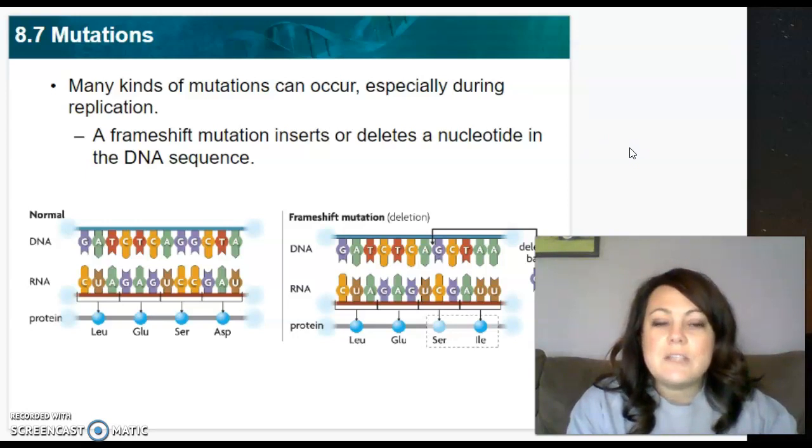The other kind is a deletion. So when we take one single letter out, again, you can see it went serine asparagine, serine leucine. So we've deleted a base and it changed the sequence.